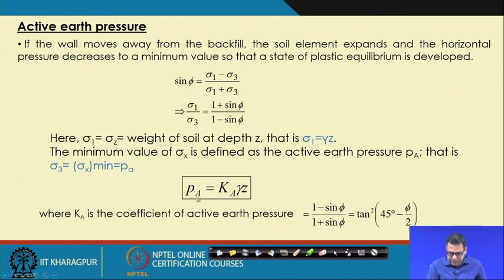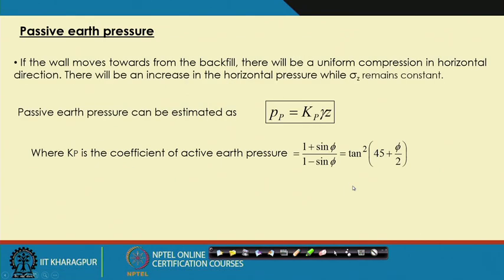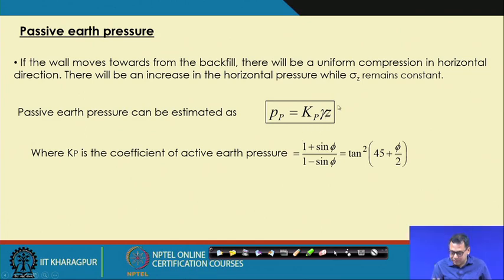This is your P equal to k into gamma z, where k is equal to 1 minus sin phi divided by 1 plus sin phi, or you can write in this form tan square 45 degree minus phi by 2. It is the same thing in a different form. And for the passive, it is K p into gamma into z, and K p is 1 plus sin phi divided by 1 minus sin phi, or tan square 45 degree plus phi by 2.